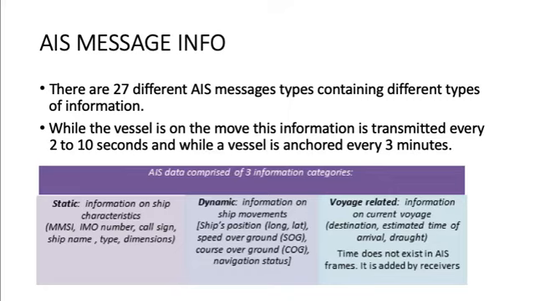The third category is voyage related information. That actually contains the source of the ship, where it actually started its journey from, or the destination of the ship. That would be actually the final location where the ship is moving towards, the estimated time of arrival at the destination, or the draught of the ship at current moment.